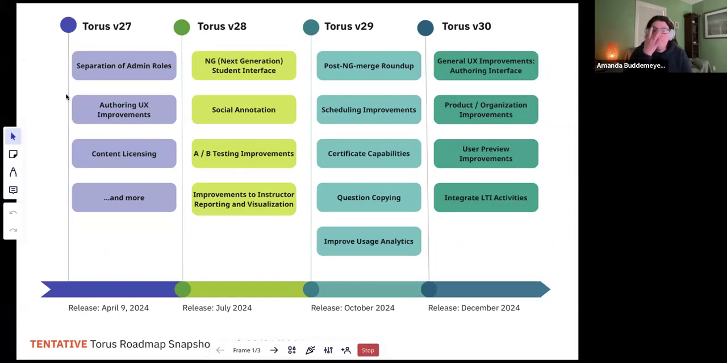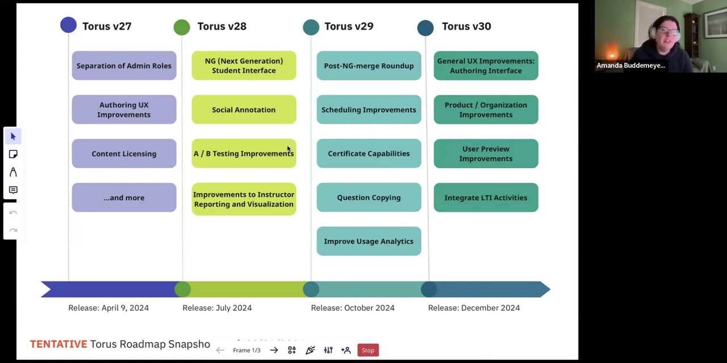So this is a very high-level Torus roadmap for December 2024. We have quarterly releases, so you can see we actually have a set release date for version 27. That's April 9th. And we do not yet have release dates for our other releases, but we have a general time frame of when they're happening.